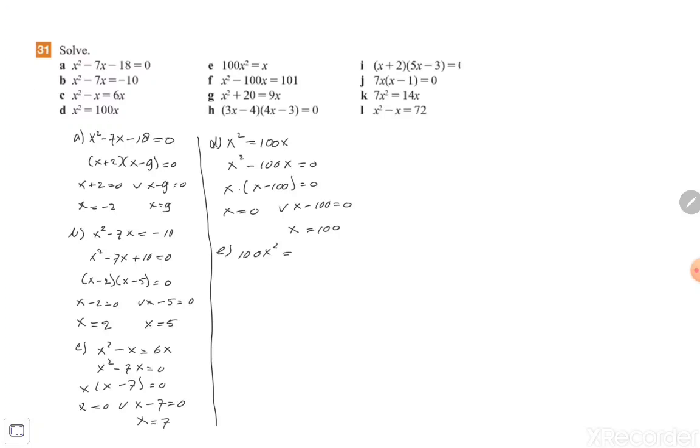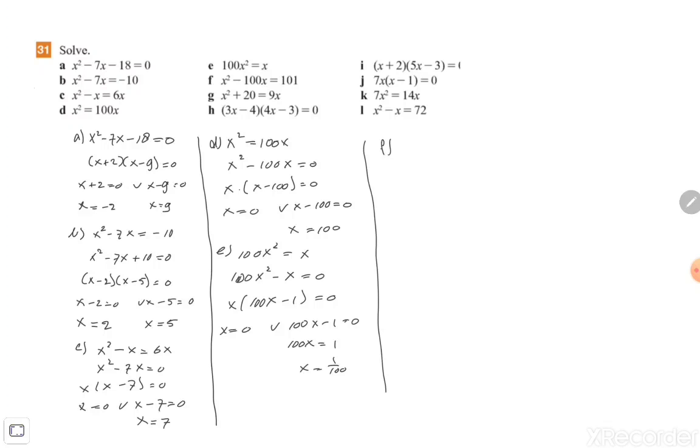100x² = x. 100x² - x = 0. Put the x outside the bracket, you get x multiplied by (100x - 1) = 0, which means that x needs to be 0 or 100x - 1 is 0. So add 1 on both sides, so 100x is equal to 1, so x is 1/100. And that's exercise E.